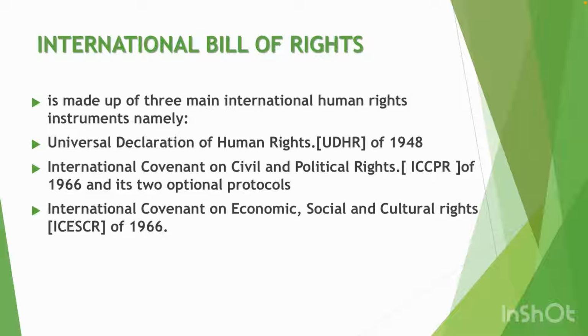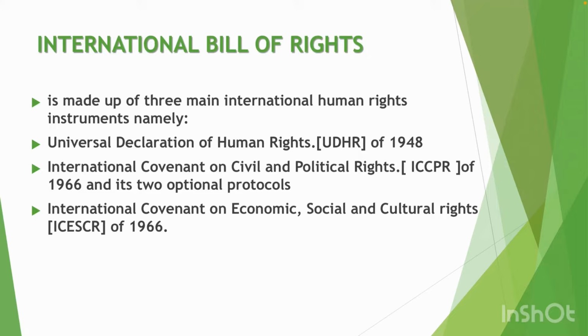So firstly, we have the Universal Declaration of Human Rights, UDHR, adopted in 1948. Secondly, we have the International Covenant on Civil and Political Rights, ICCPR of 1966, and its two optional protocols. So the ICCPR has two optional protocols. Now we are going to learn what optional protocols are. Then we have the International Covenant on Economic, Social and Cultural Rights, the ICESCR of 1966. So this one has no optional protocols.